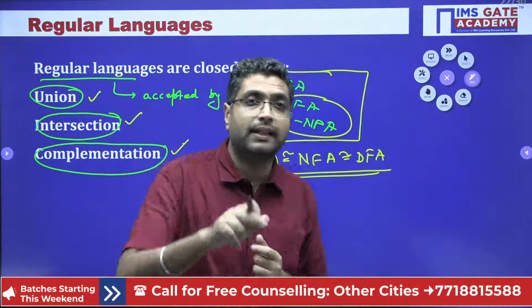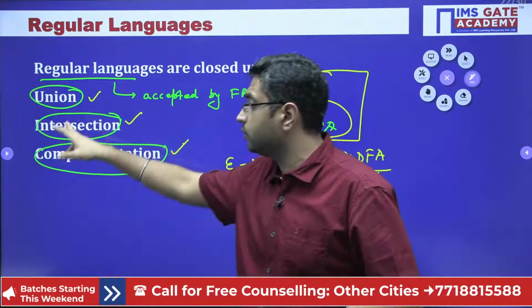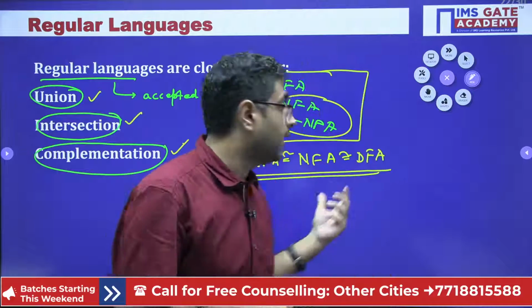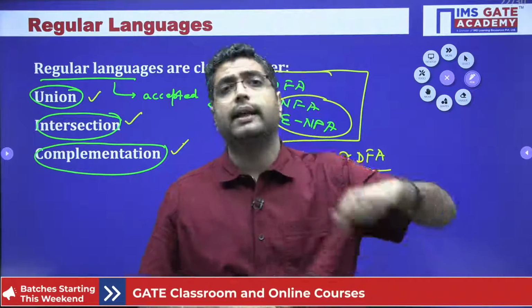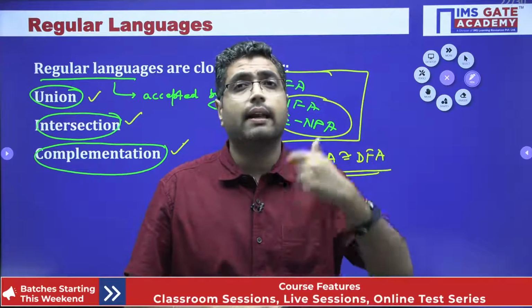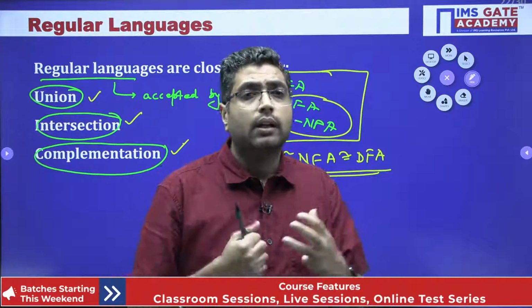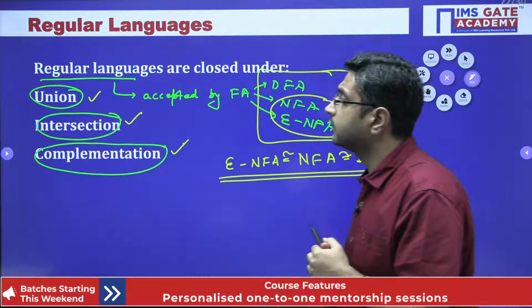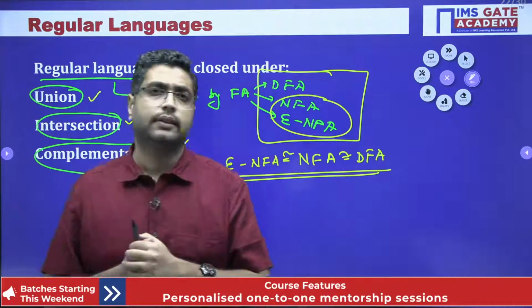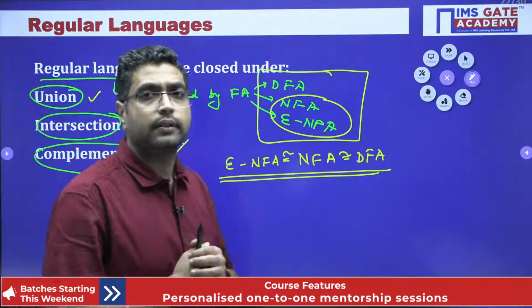But that does not mean that I will be able to apply the same algorithm of union, intersection and complementation over NFA and epsilon NFA. I have to convert the NFA and epsilon NFA to a DFA and only then can I apply these algorithms. But since they are equal in power, they are convertible to each other. Are you getting this point? Is it okay?